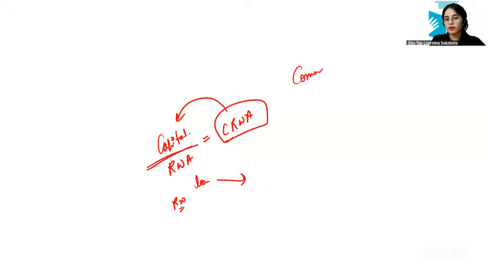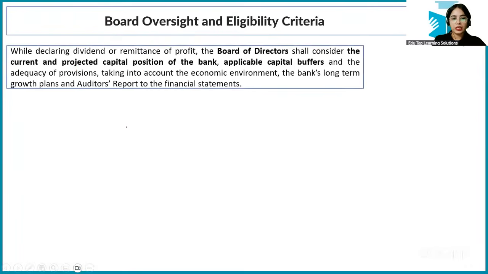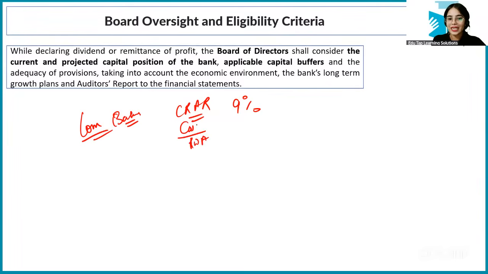Now for the commercial banks, any idea what the CRAR is? CRAR for the commercial banks is 9%. So basically, the commercial banks have to maintain the CRAR of 9%. So against the risk-weighted assets, the bank should have enough capital with themselves. That is, if the risk-weighted asset is 100 crore, the bank has to keep 9 crore of capital. This is the current capital that the banks have to maintain. The bank should be maintaining 9% of CRAR.